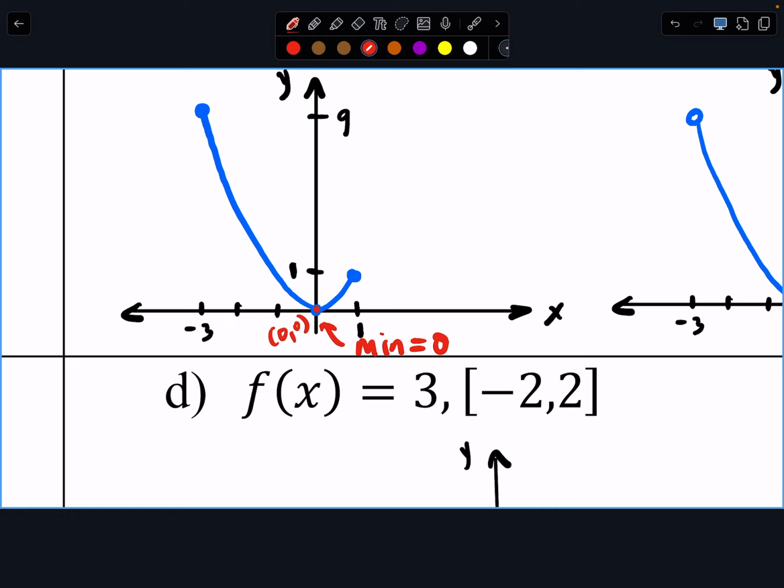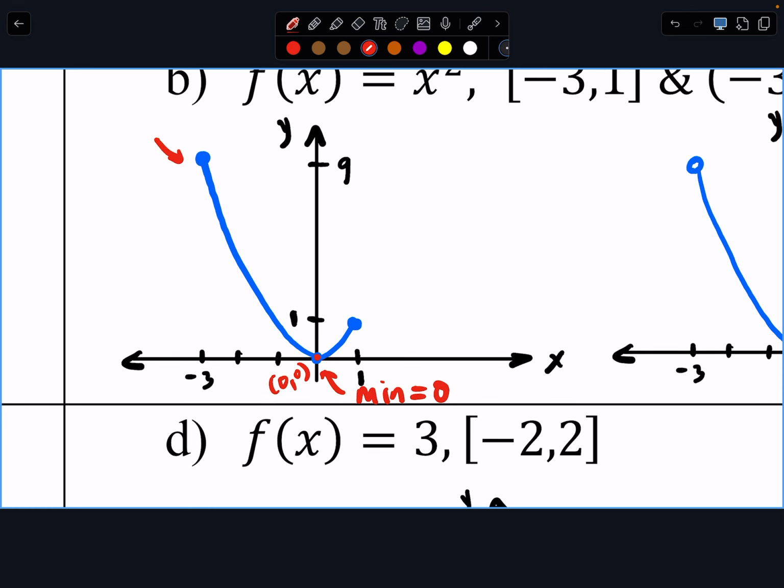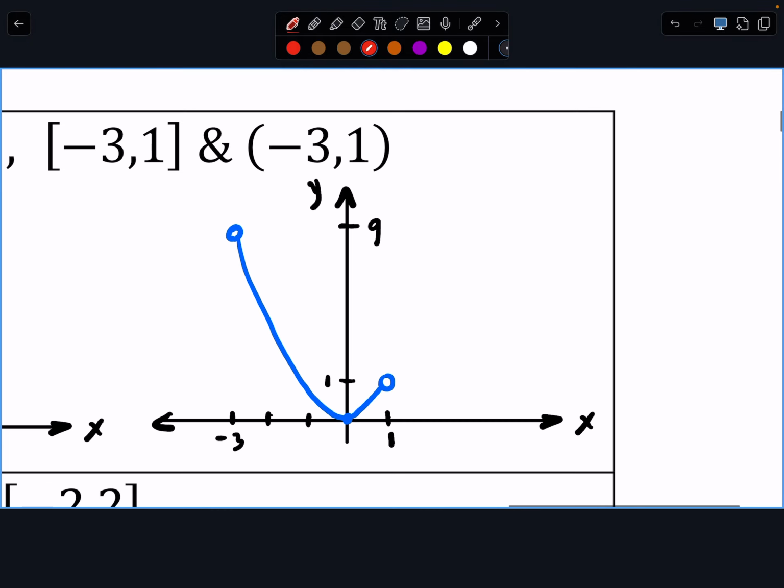Okay, what about the maximum? 9. So the max is 9, and it occurs at the point -3, 9. Yup. Okay. What about on the open interval from -3 to 1? What's the minimum? Still 0, and it occurs at 0, 0. What about the maximum? 8.999. 9's not a point on the graph on the interval from -3 to 1.